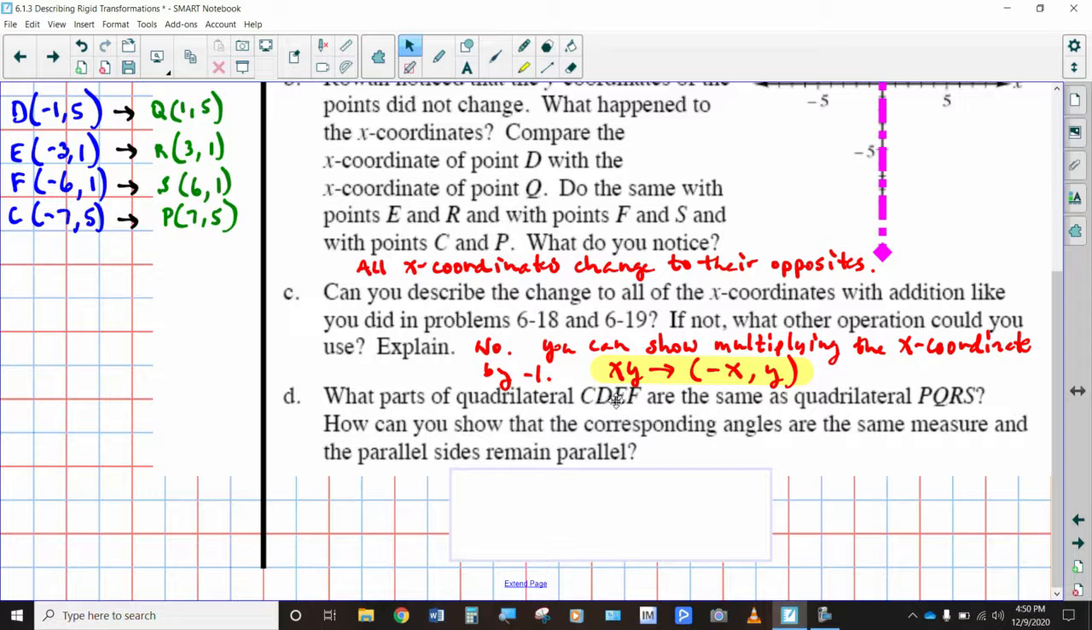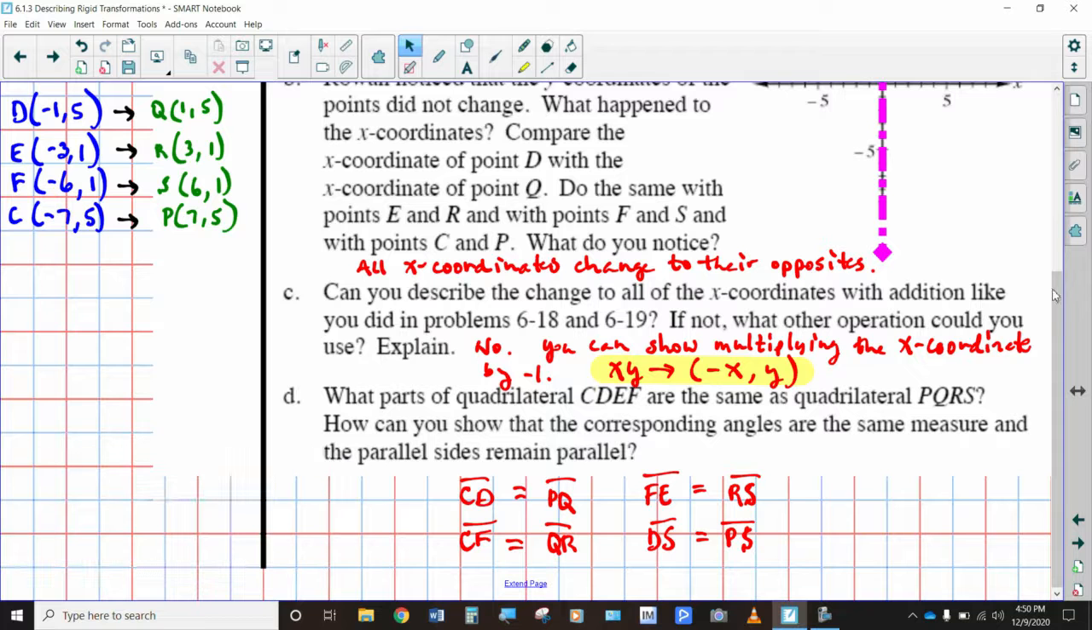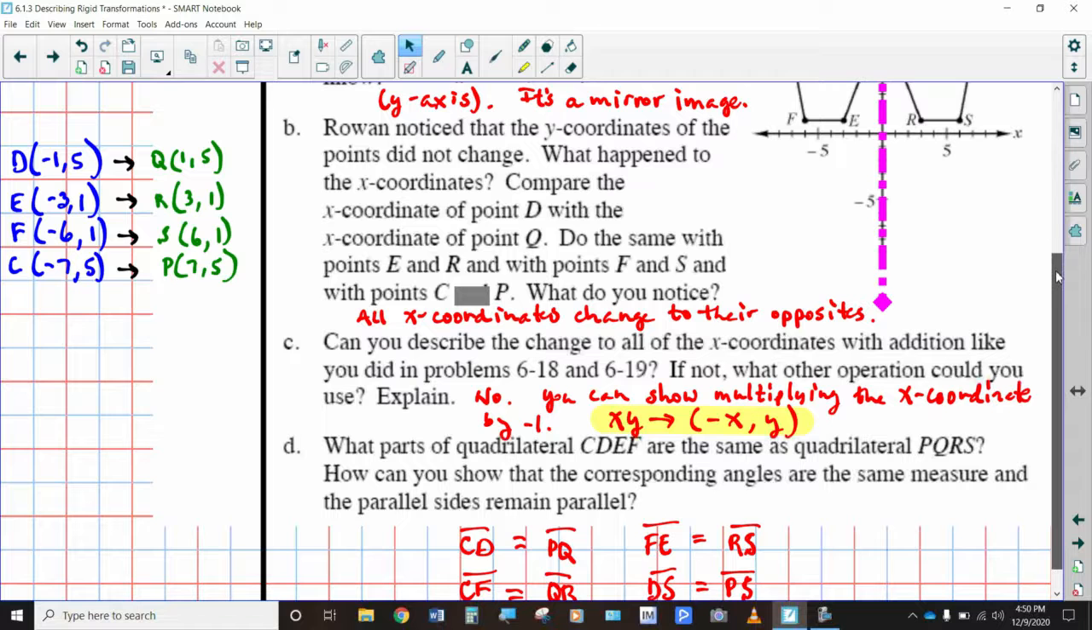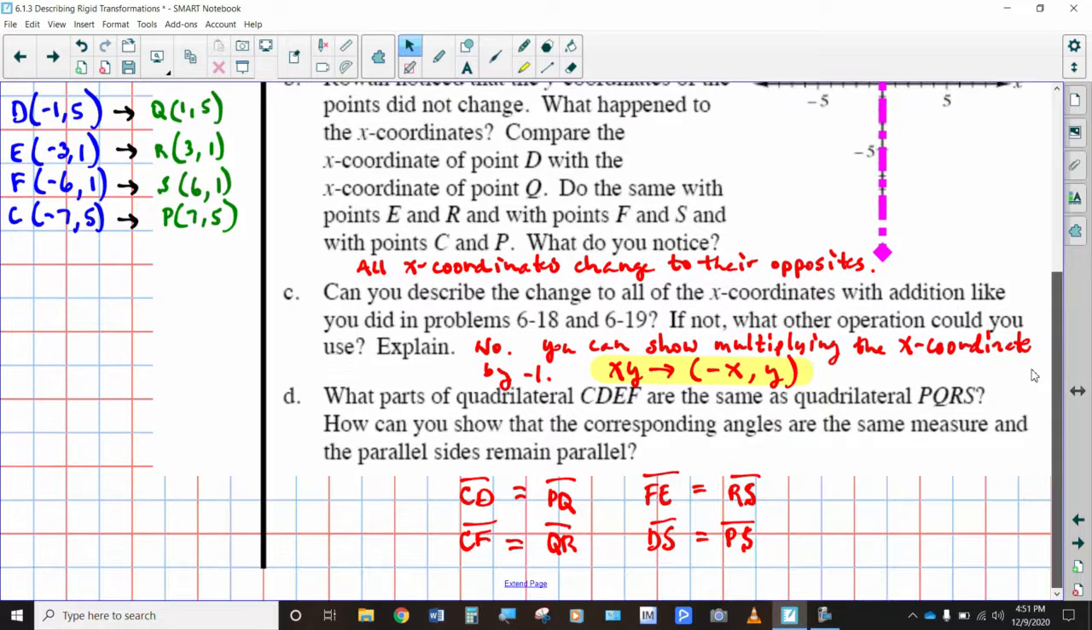What parts of quadrilateral CDEF are the same as quadrilateral PQRS? How can you show that the corresponding angles are the same measure and the parallel sides remain parallel? Well, you can kind of see here that in all of these shapes, the corresponding sides are equivalent to each other, have the same measure. So line CD is the same as line QP. Line CF is the same as line PS. Line segment FE is the same as line segment RS, and line DE is the same measure as line segment QR.